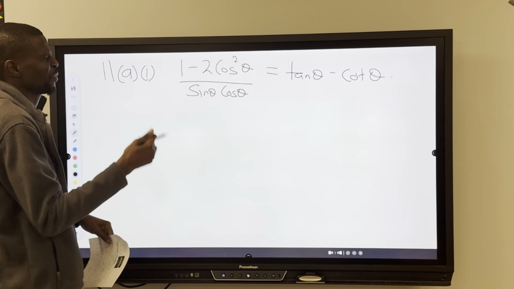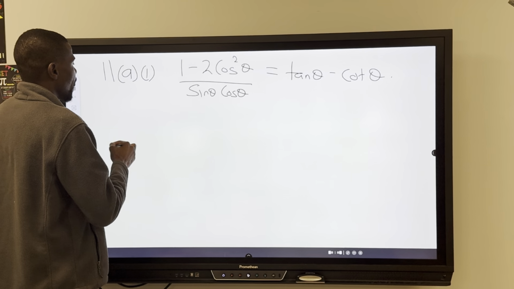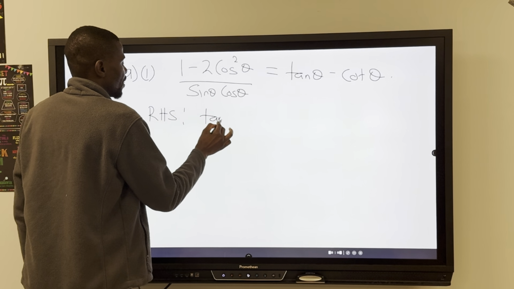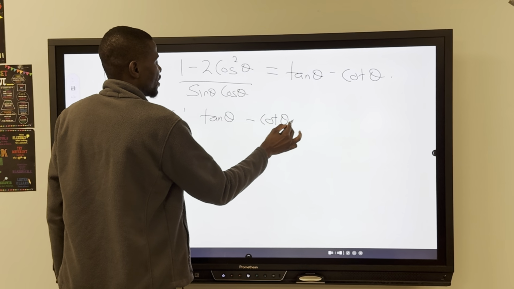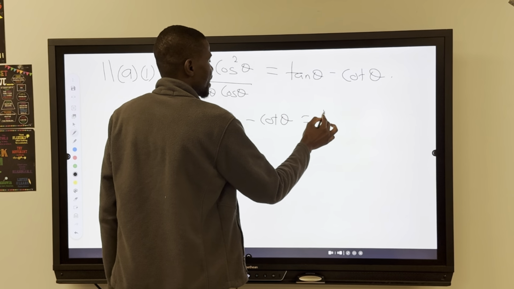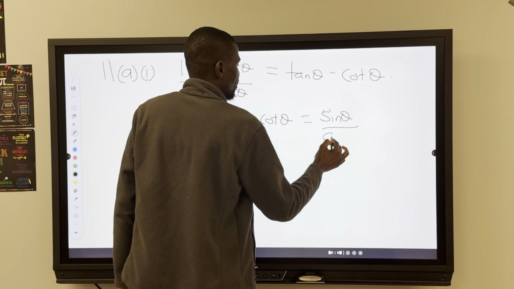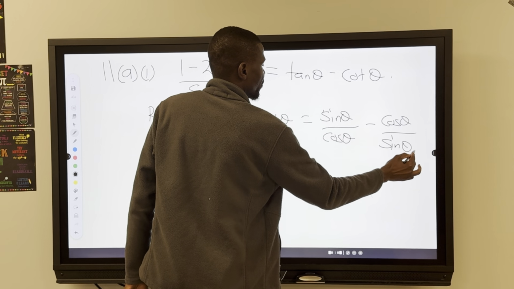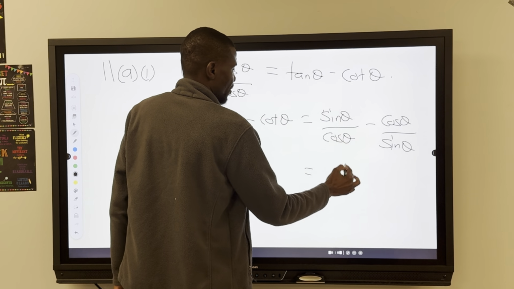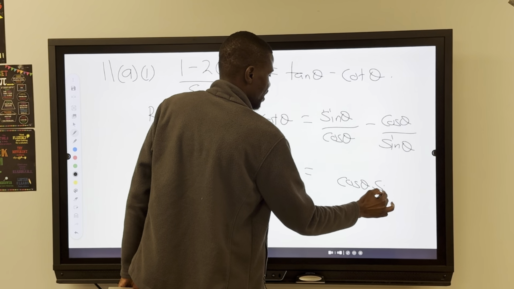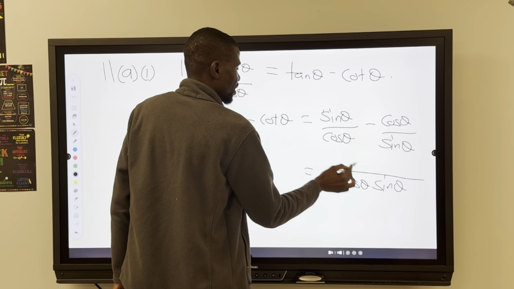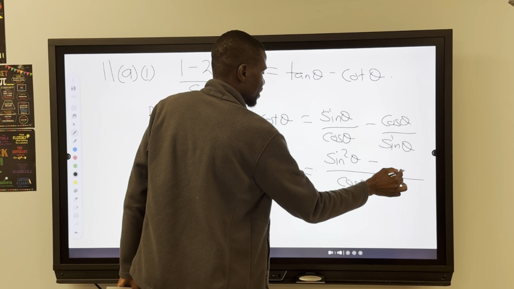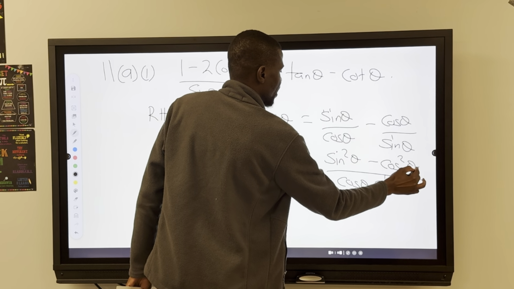All right, so let me start with the right hand side and see where we go. The right hand side here, we have tan theta minus cot theta. This can be rewritten as sine theta over cos theta minus cos theta over sine theta, right? And here we can express everything under the same denominator, right? So this into that, it's sine squared theta minus this into that, it's cos squared theta, right?